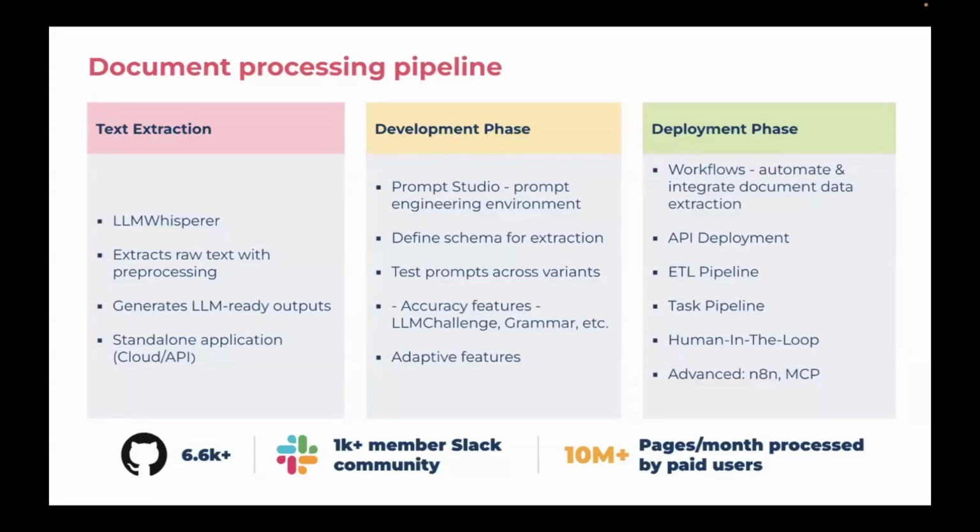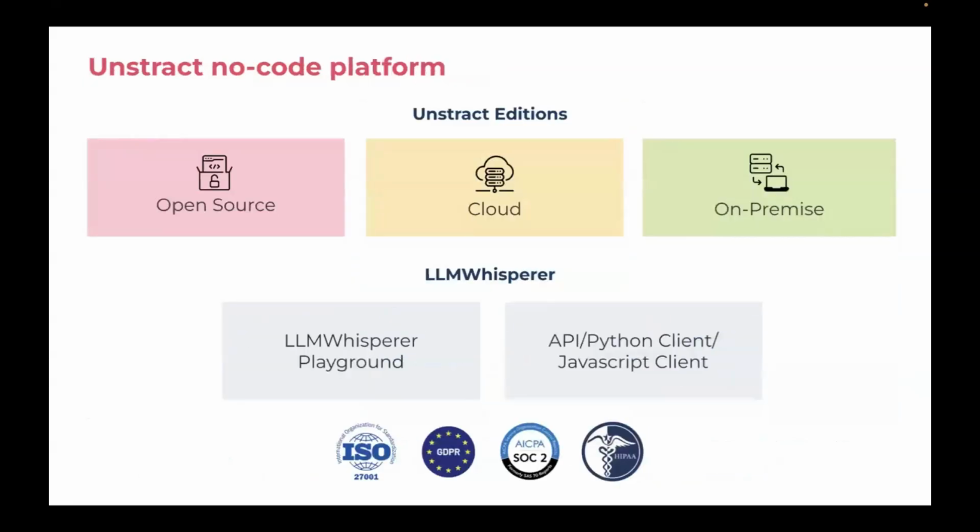And if I had to throw out some numbers about the platform, we currently have 6.6K stars on GitHub, a 1,000-plus member Slack community, and we're currently processing over 10 million pages per month by paid users alone. So that said, here are the different ways in which you can use the platform.